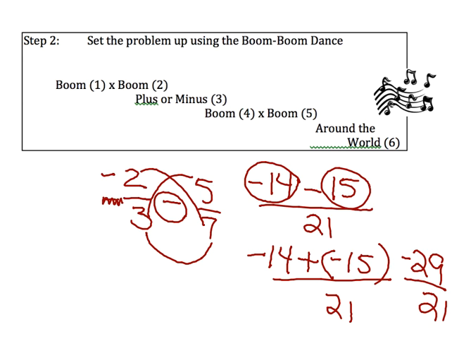I have an improper fraction, so I'm going to change it to negative 1 and 8/21. I divided 21 into 29. It goes one time with 8 left over. So that is the boom boom method. I'm going to show you two more just like that. But right now we are going to learn the butterfly method.